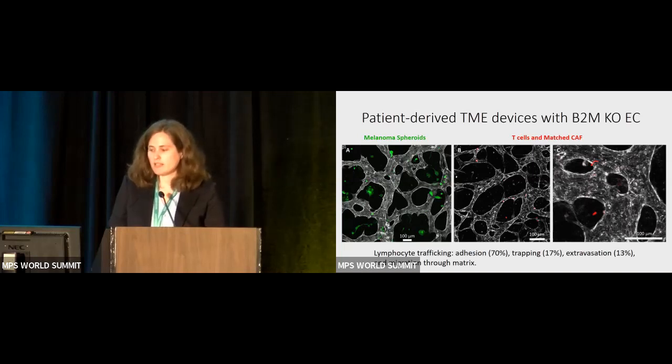And so T cells in this model flowed through the model. They adhered to the endothelium, they were trapped, and they extravasated. So in the panel on the far right, you can see the T cell in red extravasating from the microvasculature, and then one farther down in the image that has already migrated into the interstitial space.